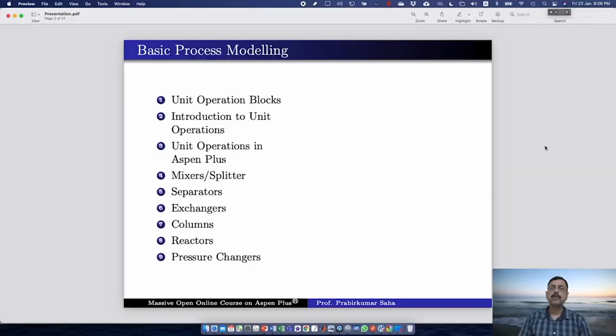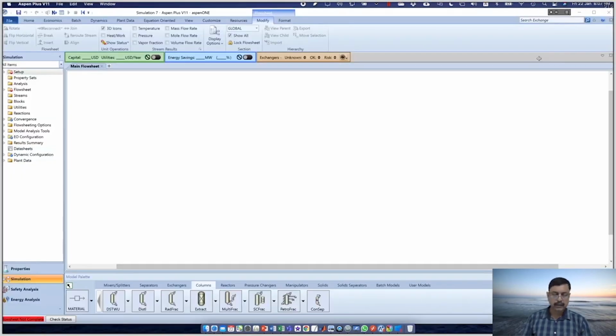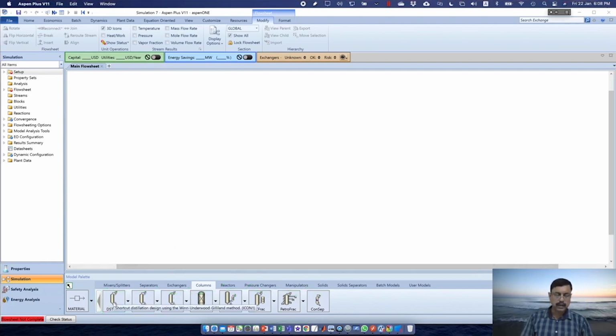Welcome to the massive open online course on Aspen Plus. To continue with this lecture series on basic process modeling, today we will discuss the columns. If you look at the Aspen Plus simulation window, you will find various types of columns to operate: DSTWU, DISTL, RADFRAC, Extract, MultiFrac, SCFrac, PetroFrac, and Conceptual. We'll go one by one.